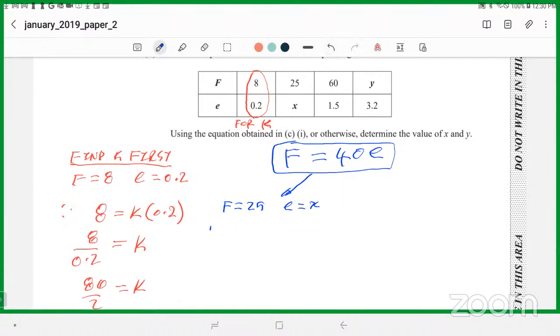Put these values in that formula. Therefore, 25 is equal to 40 times X. To find X, where E is X now, we're going to divide by 40. So X is going to be 25 over 40. I will just work that out with a calculator.